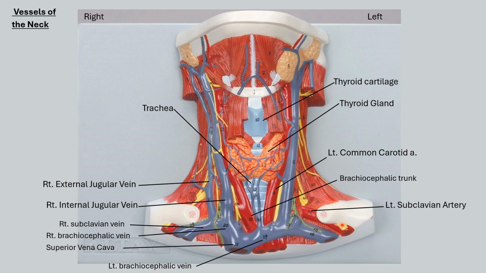So we have here the left subclavian artery, left common carotid artery. So this first one will be the left subclavian artery. It is going here. Then this is the left common carotid artery. These are branches of the aortic arch. And then this is the brachiocephalic trunk. This brachiocephalic trunk divides into the right common carotid artery and the right subclavian artery. It is dividing around here. We cannot see it very clearly.